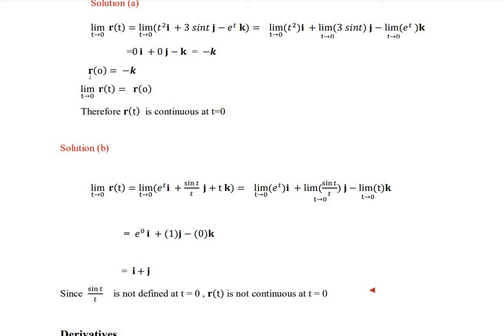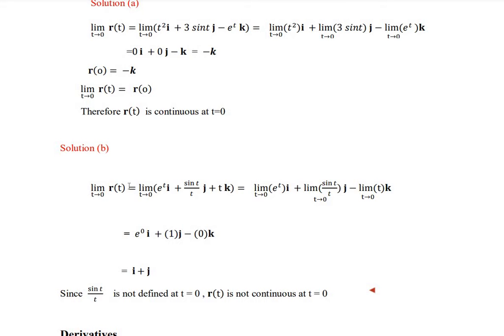Then the value of the vector valued function at t equals 0, that is vector r of 0, is equal to minus k cap. So these two are equal, therefore the limit as t tends to 0 of vector r of t equals vector r of 0. Therefore vector r of t is continuous at t equals 0. Now the solution of the second vector valued function.